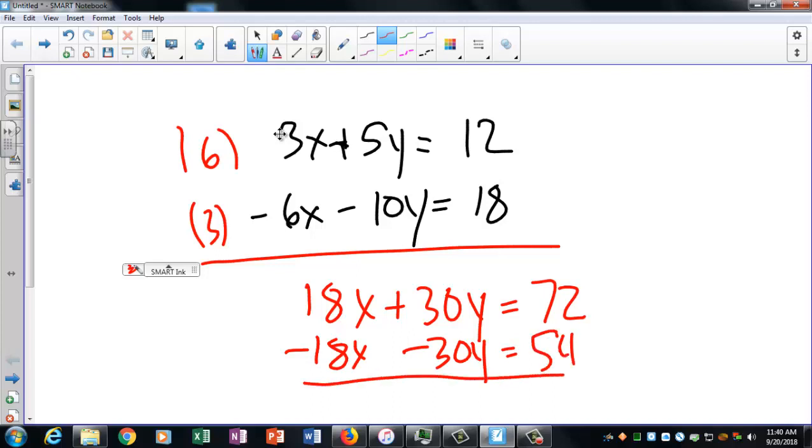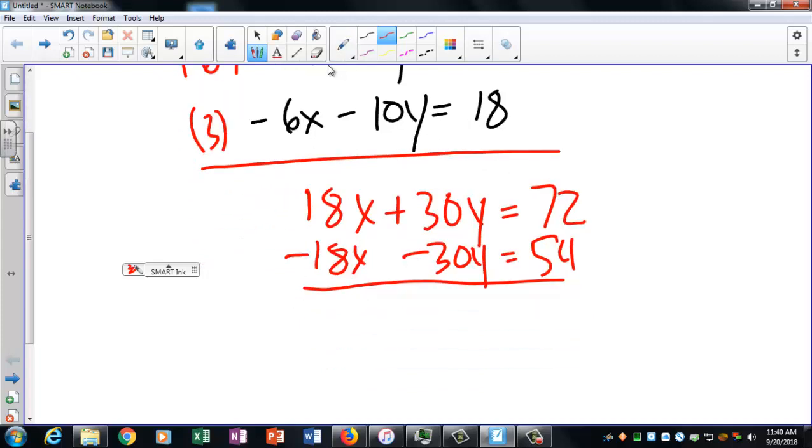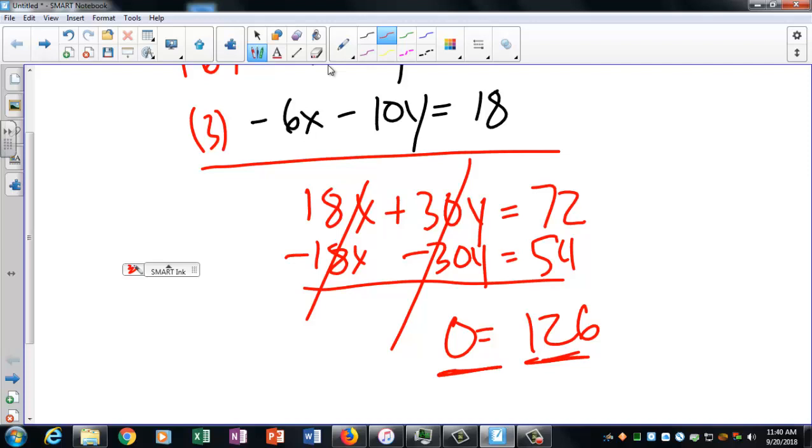And so what happens is when you add straight down, both of these go away. And that's a problem. You get 0 equals 126. Do we agree? Those two numbers are not the same. So what does that mean for you? No solution.